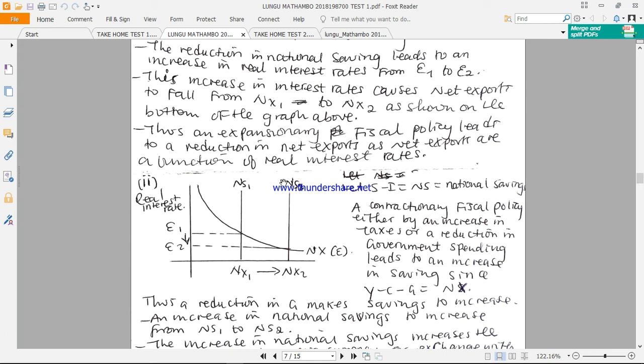My question is that the vertical line, is it not supposed to be saving minus investment? Is it just supposed to be saving? And then, if you look at the vertical axis, what you've labeled there is a real interest rate. Is it not supposed to be the exchange rate? Okay, initially, yeah, I think you're right. It was supposed to be the real exchange rate, not the real interest rate.